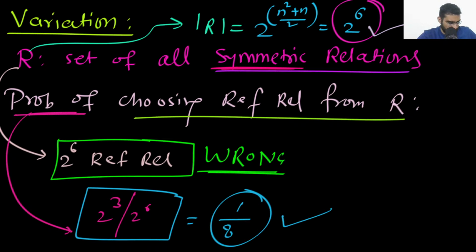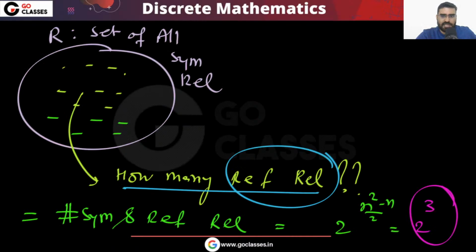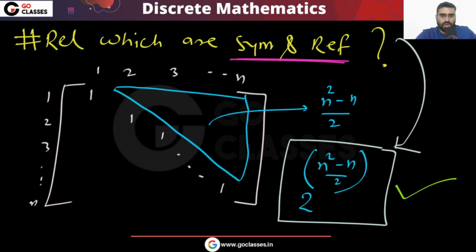Is this understood? Please tell me, Yuvraj, is this variation understood? This type of variation they can ask you. They can ask you basically a set R of all symmetric relations. Now they are asking what is the probability of choosing a reflexive relation from R. In this R, how many reflexive relations are there? So that will be your answer. Okay, so like this you can very easily calculate.